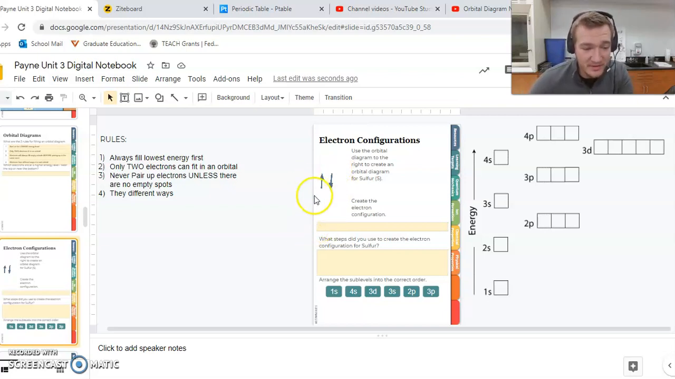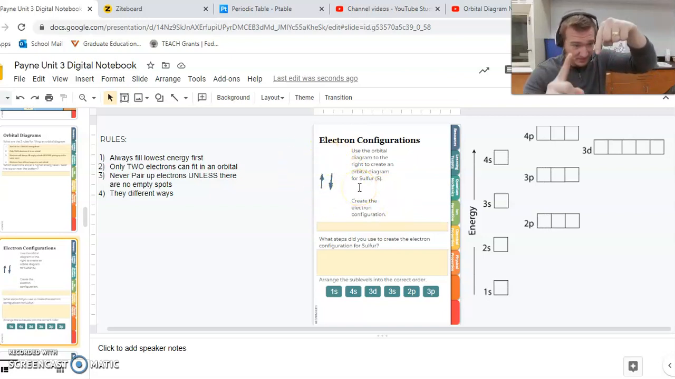Let's go ahead and put these arrows in, right? When we do these, we represent electrons with these arrows because they face different ways, remember? Like I said, electrons, when they go into suborbitals, they have to face different ways.